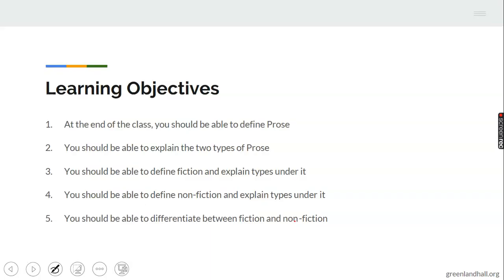Let's examine the objectives of this class. After this class, we should be able to define prose. Also, we should be able to explain the two major types of prose. We should also be able to define fiction and explain types under it. And number 5, we should be able to define non-fiction and explain types under it. And lastly, we should be able to juxtapose, that is, differentiate between fiction and non-fiction at the end of this class.